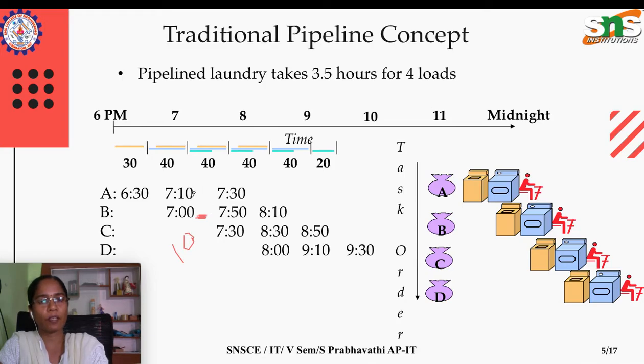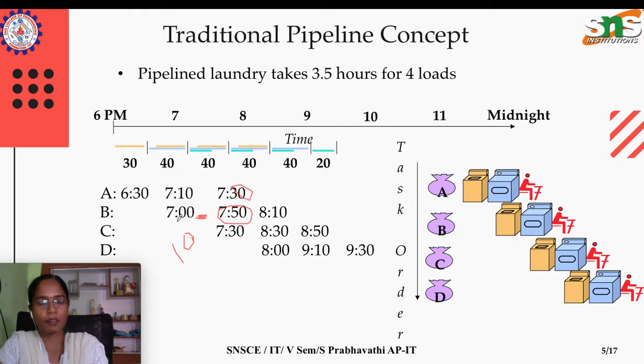So what's happening at 7:10? B will utilize that dryer, is it not? It will take 40 minutes to complete, so B's drying is over at 7:50. And see here, after 7:10, A will go for folding. The folding takes 20 minutes, so 7:10 plus 20 minutes is 7:30. So at 7:30 A finishes its work.